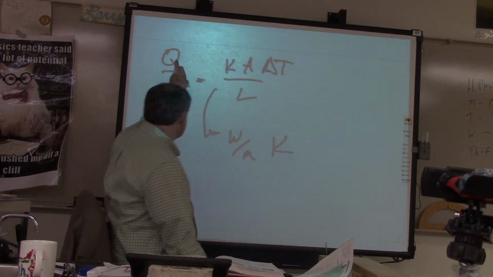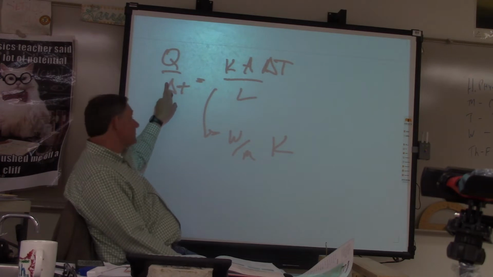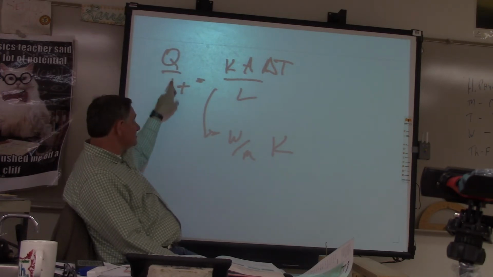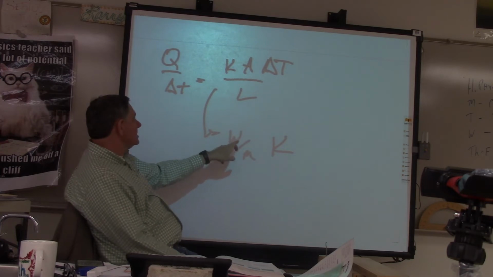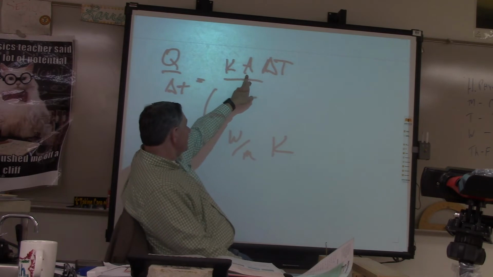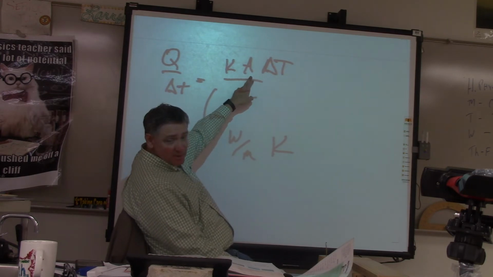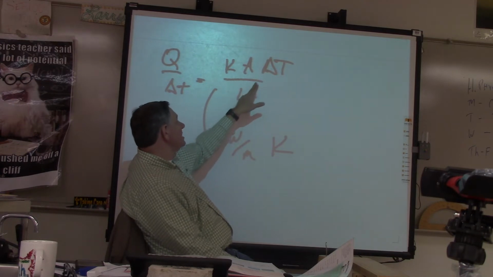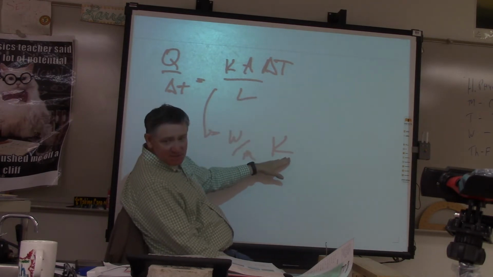Here's the reason why this works. This is thermal energy lost per unit of time. It's energy, so that's joules per second, and joules per second is the same thing as watts. Now, this is where the units get a little bit weird. This is your area, so that's in meters squared. This is L, your thickness, in meters, and then you have your change in temperature, which is going to be in Kelvin.